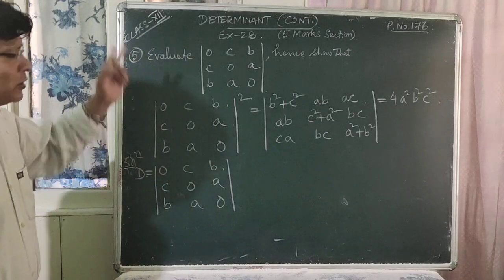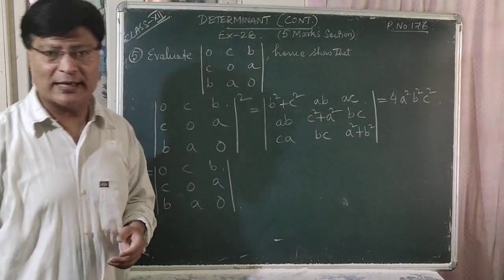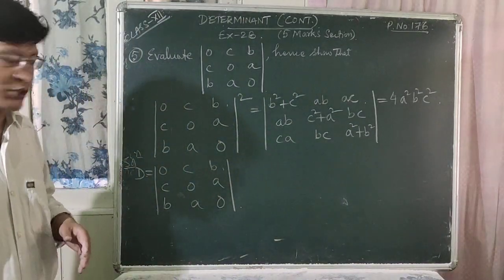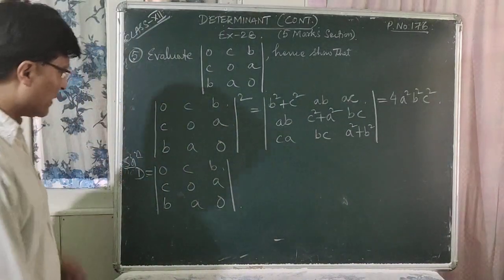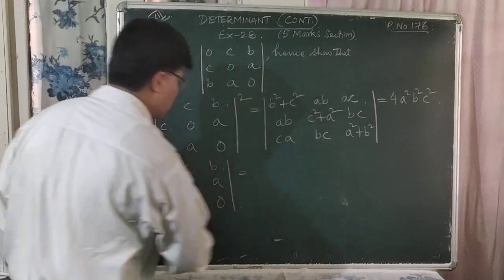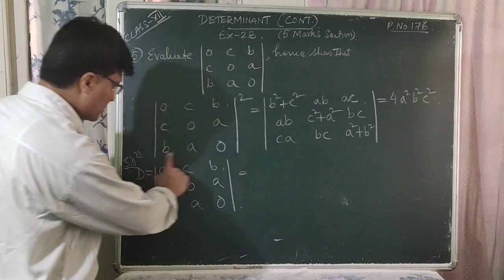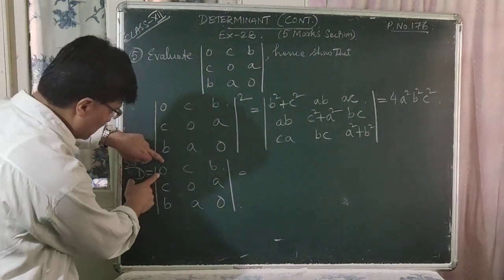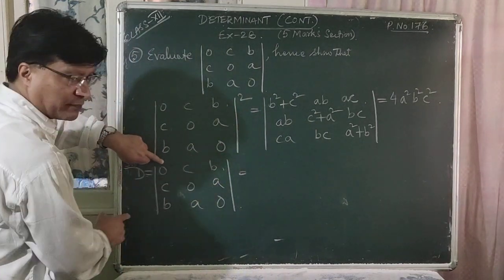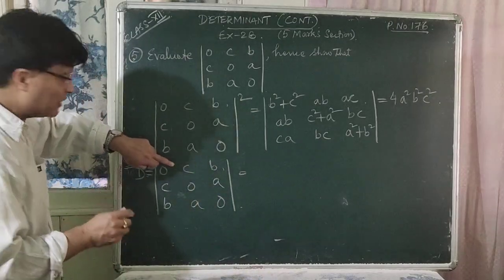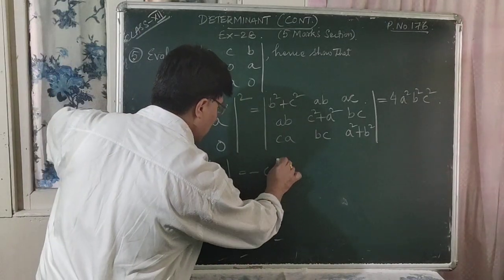First of all, you have to evaluate this determinant. That means you have to get the value of that determinant by expansion, right? So let us expand it with respect to the first row. That is plus, minus, plus. So 0 into any number is always 0, you don't have to write it. Then comes minus c within bracket.